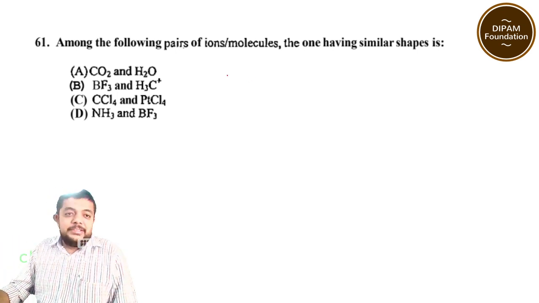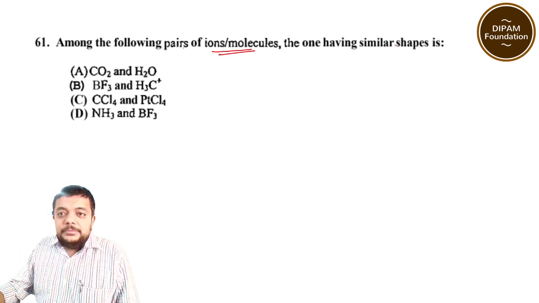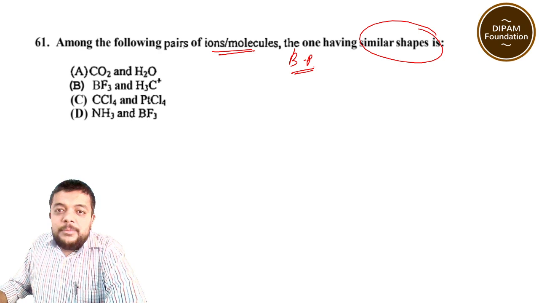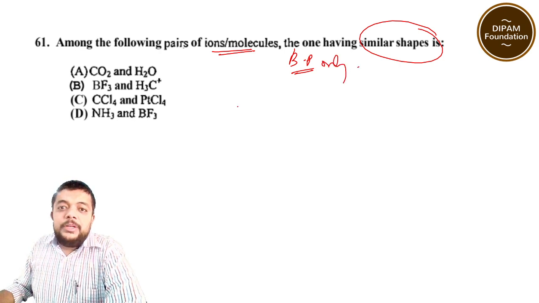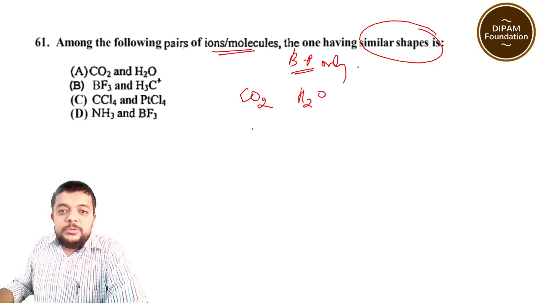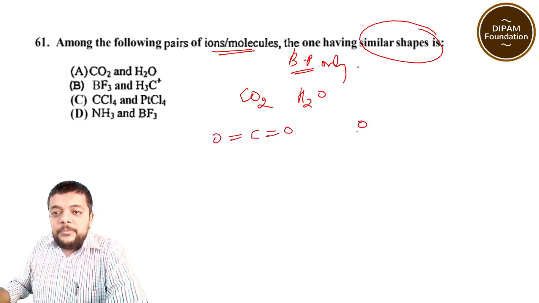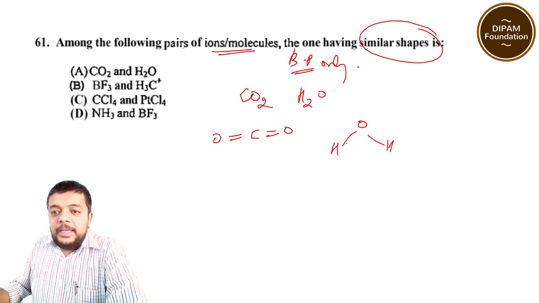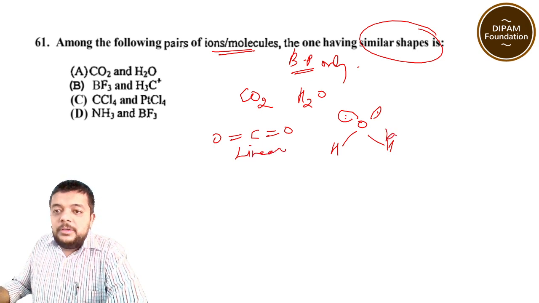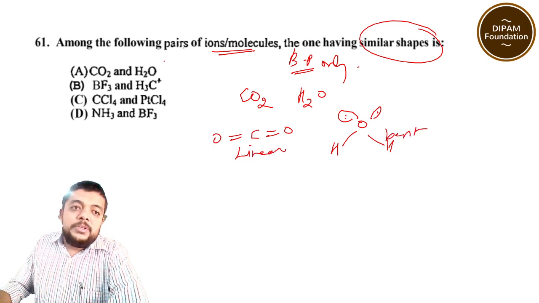Let us solve this example. Similar shape. So its shape, it is bond pair only according to my theory. CO2 and H2O. CO2 is a linear shape, whereas H2O is a bent shape. So no, it does not work. So first option is gone.